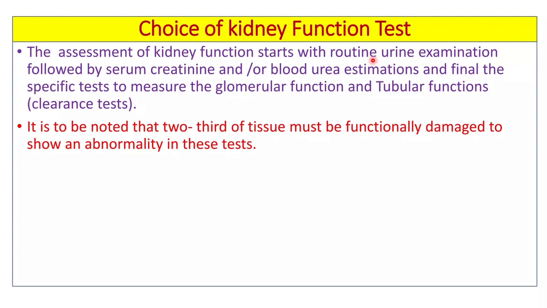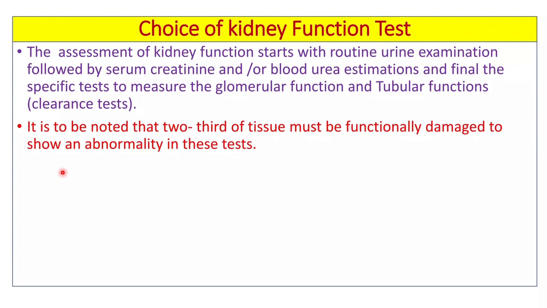Also note that two-thirds of the tissues must be functionally damaged to show an abnormality in the test. So remember, when we see the report, it is just not the reports which we are supposed to interpret. We are supposed to take into consideration the patient's condition, the patient's symptoms, associated other findings, etc. Because just because the kidney function test appears normal on the report, that doesn't mean that the patient does not have any loss or any disorders with the kidney.